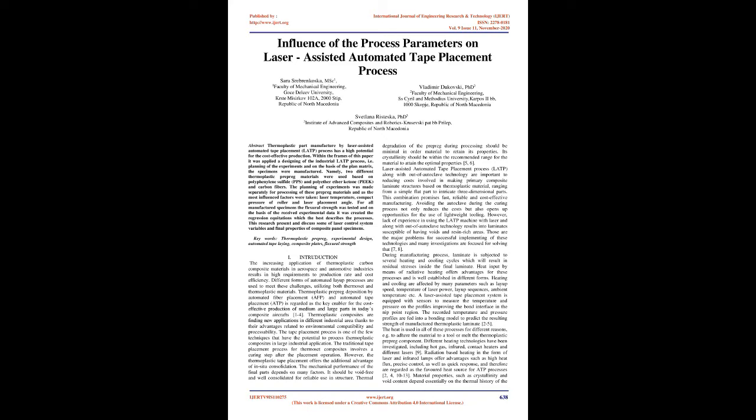Thermoplastic composites are finding new applications in different industrial areas thanks to their advantages related to environmental compatibility and processability. The tape placement process is one of the few techniques that have the potential to process thermoplastic composites in large industrial application. The traditional tape placement process for thermoset composites involves a curing step after the placement operation. However, thermoplastic tape placement offers the additional advantage of in-situ consolidation.